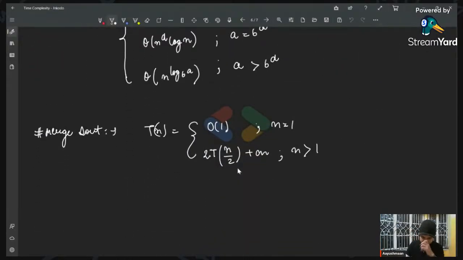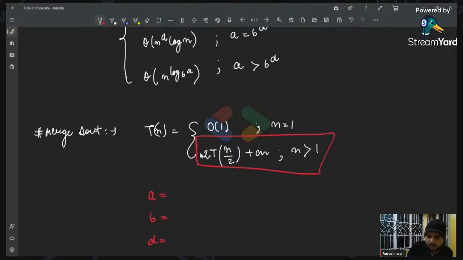Can anyone tell me what the value of A, B, and D is? Can anyone tell me in chat what the value of A, B, and D is here? In this particular format, what is the value of A, B, and D?